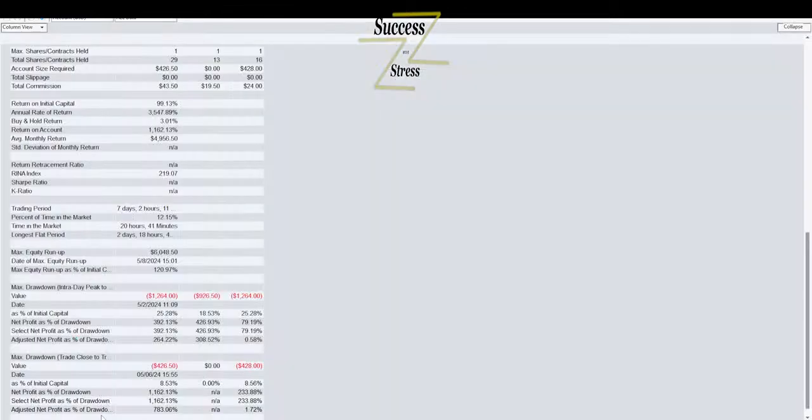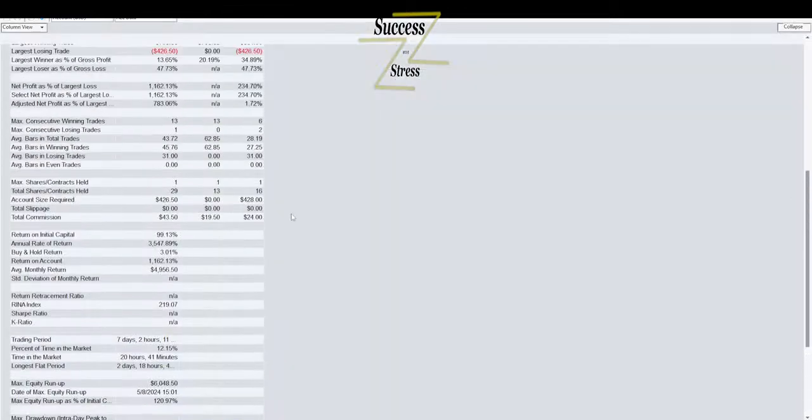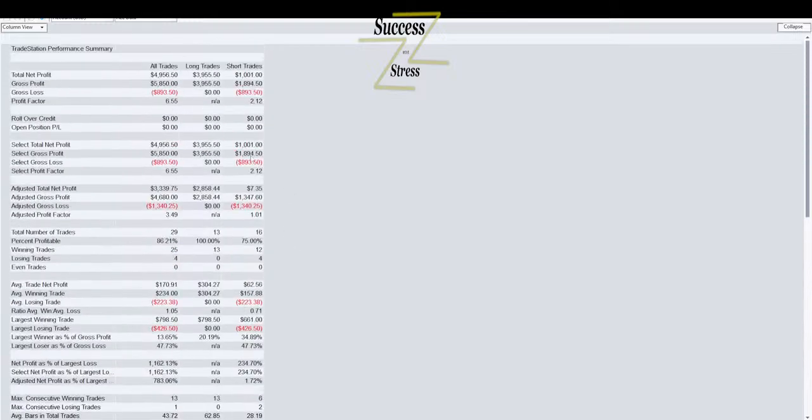All right, with that curve there, this is what it looks like. So we made $5,800. We lost $893. Profit factor of 6.55. So again, that's pretty much saying that you're making $6.50 for every dollar that you lose, which is kind of cool.